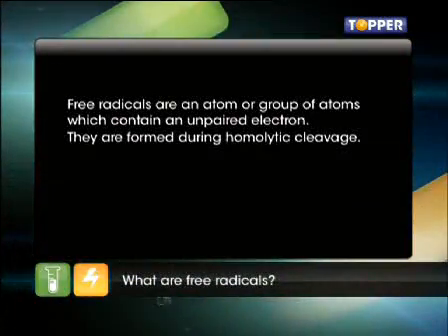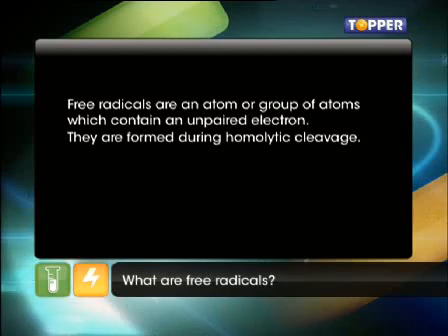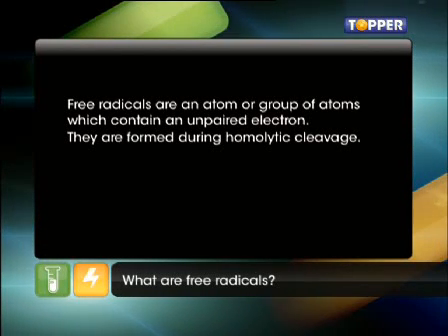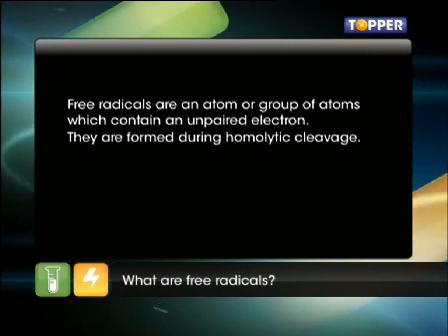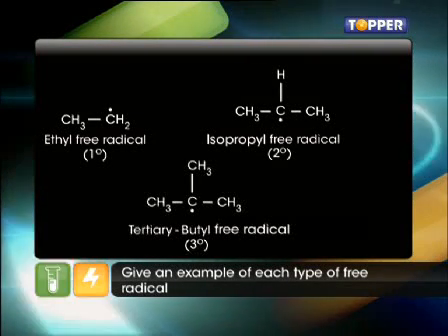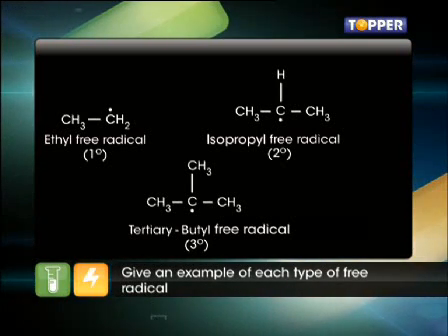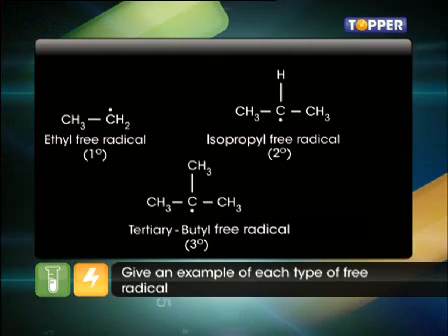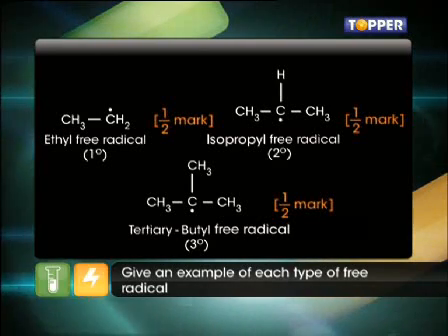Begin by explaining that free radicals are an atom or group of atoms which contains an unpaired electron. They are formed during homolytic cleavage. This definition will fetch you half mark. Ethyl radical, isopropyl radical and tertiary butyl radical are examples of primary, secondary and tertiary free radicals respectively. Mentioning examples of each category along with proper classification will fetch you half mark each.